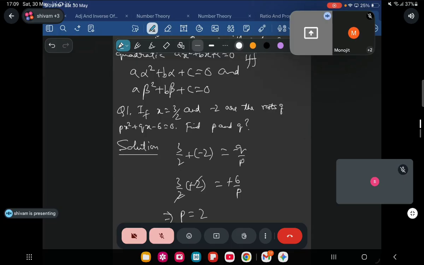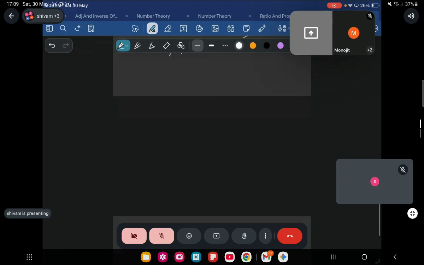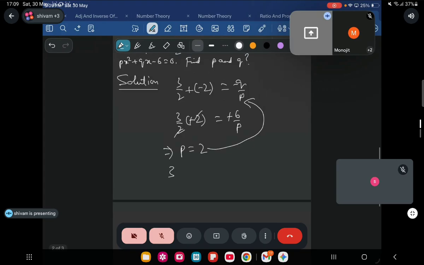What is p over here? P equal to 2. Substitute. Okay. So what do we get? 3 by 2 minus 2 is equal to minus q by 2, right? Multiplying by 2 on both sides, what do we get? Q is equal to 1.